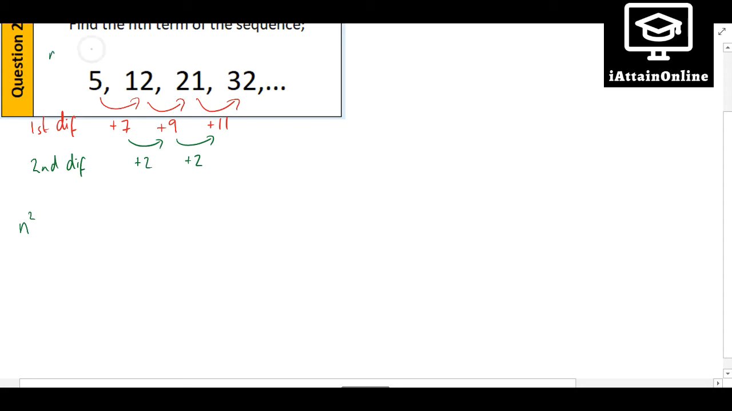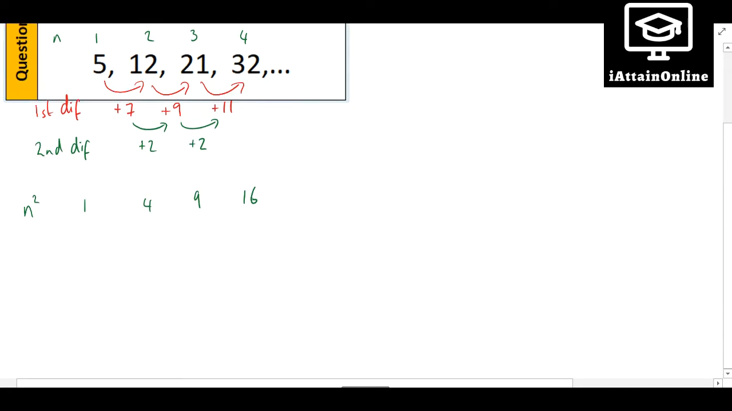So once again, when n is 1, 2, 3 and 4, all I'm going to do is square those numbers. So 1 squared is 1, 4, 9 and 16. Again, make sure you line everything up. We are now going to take away this 1 from this 5, this 4 from this 12. So 5 take away 1 gives me 4, 12 take away 4 gives me 8, 21 take away 9 gives me 12, 32 take away 16 gives you 16.